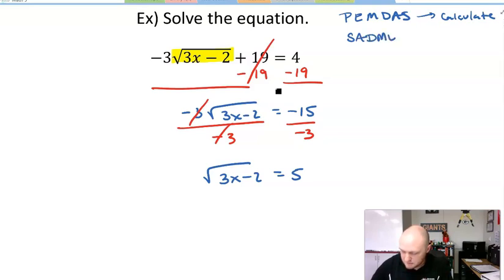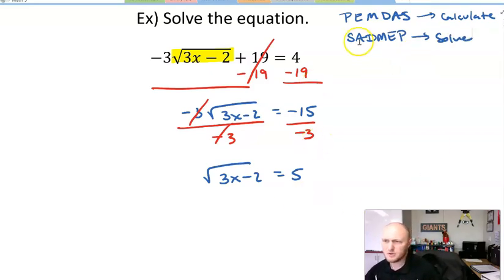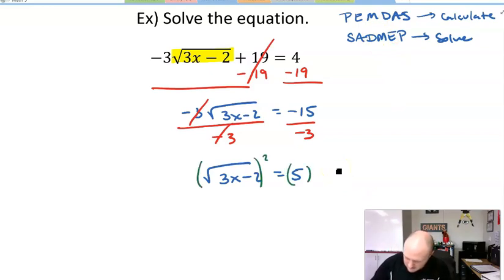Okay, you're going to use reverse order. I call it SADMEP. SADMEP. One of my students coined it. And you use this when you're solving or isolating a variable. So you undo the addition subtraction first. That's what the S and the A stand for. And then you're going to undo the multiplication or division. So I have this. Next, we'll go ahead and square both sides.